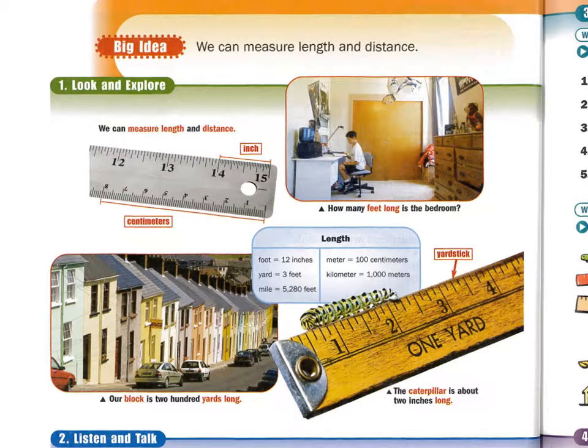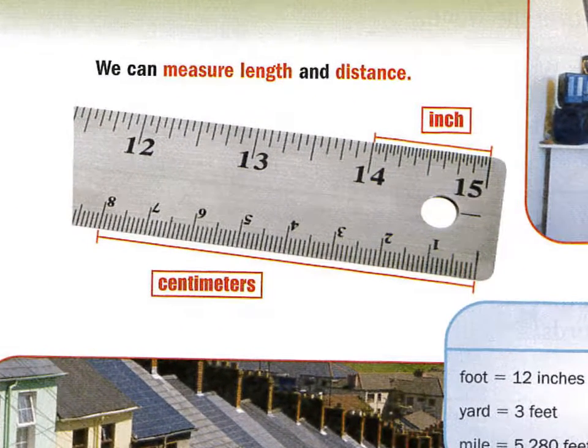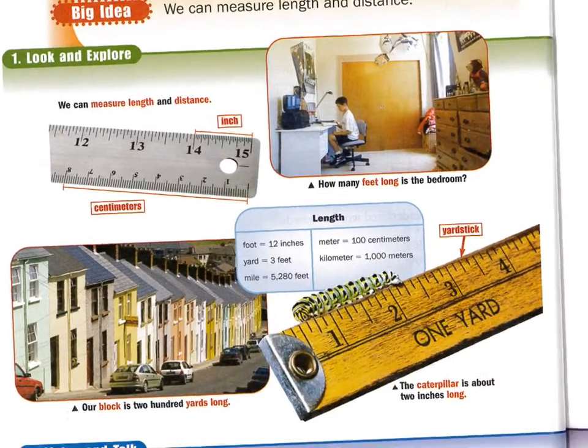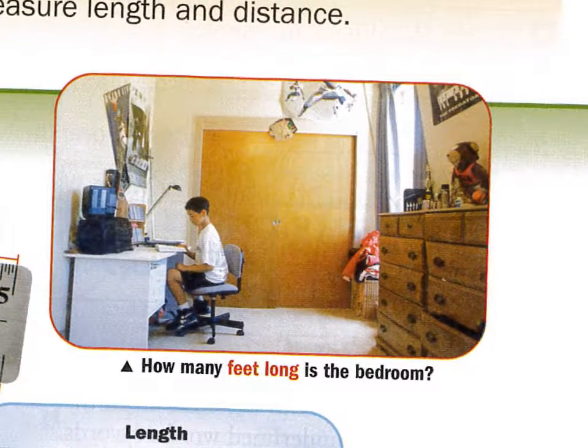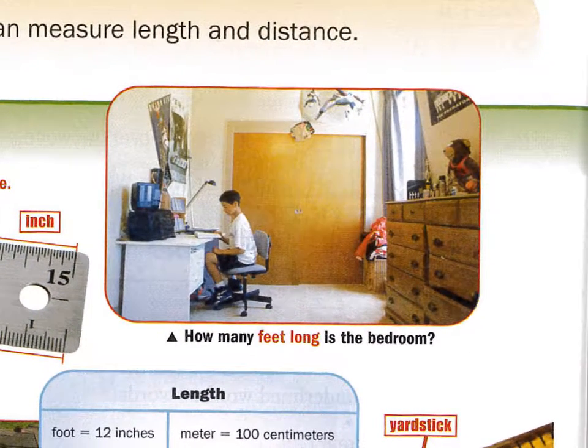So the big idea is that we can measure length and distance. Okay? We can measure length and distance. This is 1 inch, and these are centimeters. So we have the metric system, and we have the English system. How many feet long is the bedroom? We can measure it by feet. We could use a tape measure, and we could say, how long is the bedroom?